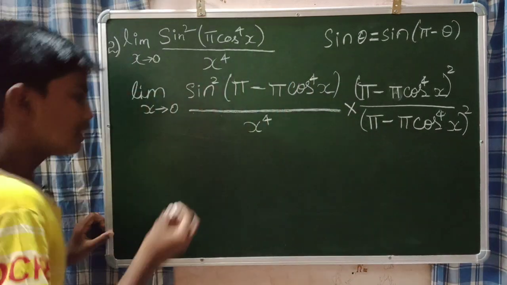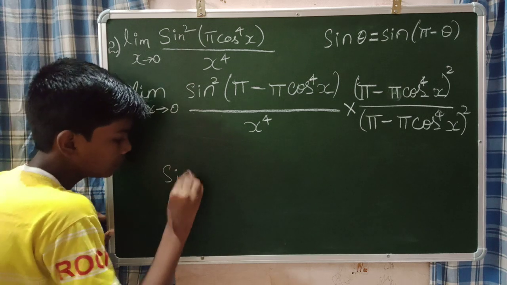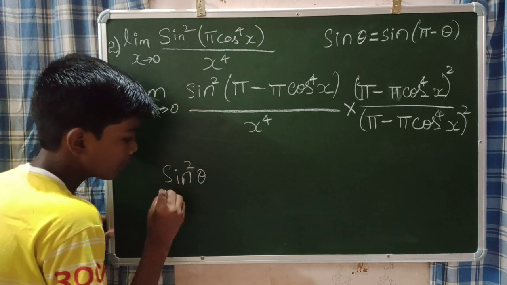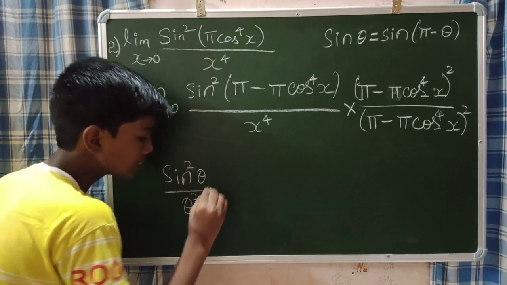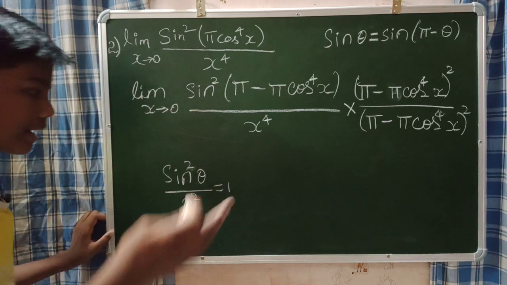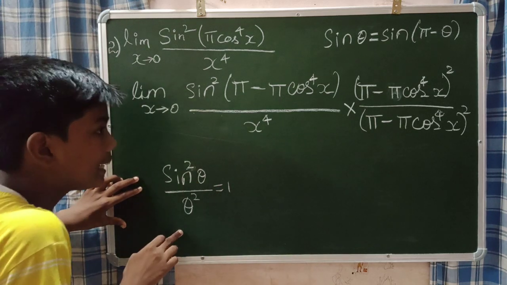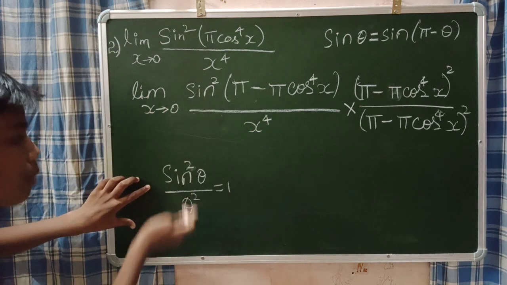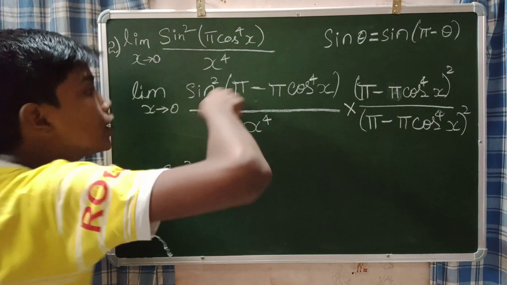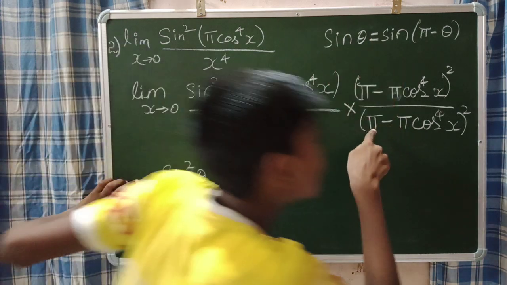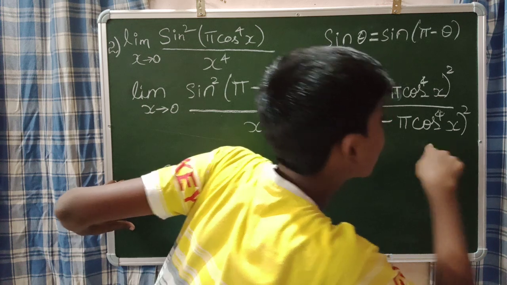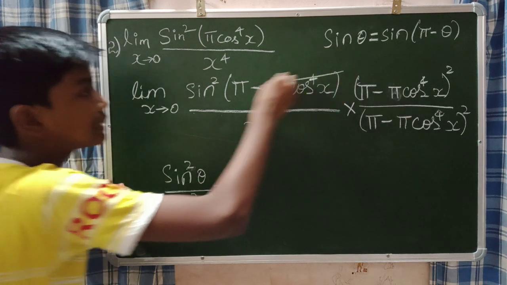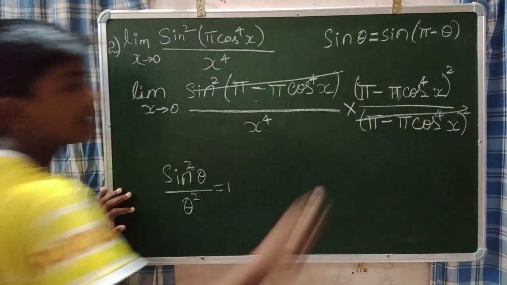How I am saying is, we know that sine square theta divided by theta square will give us 1 only. We know now guys, sine square theta divided by theta square will give us 1. Here you can see that it also looks like the form sine square divided by theta square. That is sine square of pi minus pi cos to the power of 4x and this is pi minus pi cos to the power of 4x whole square. It looks like this form, so I can say that this and this will get cancelled.